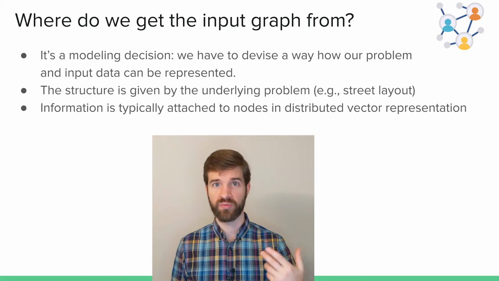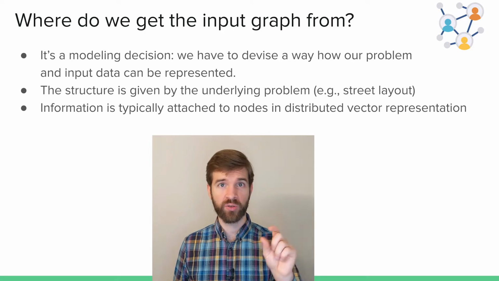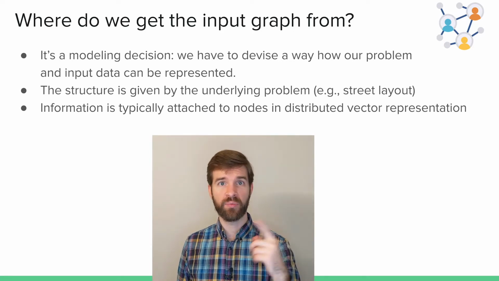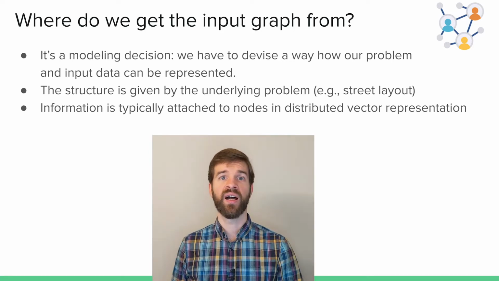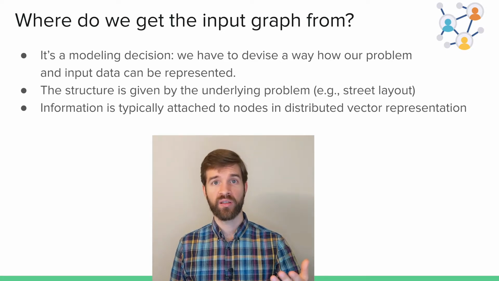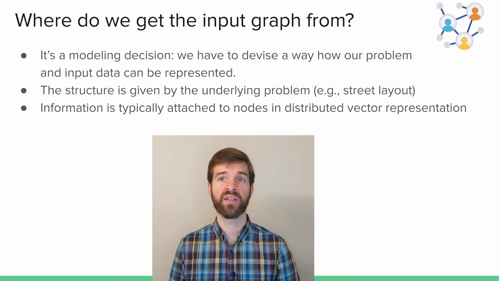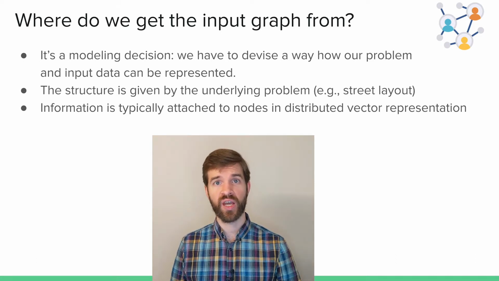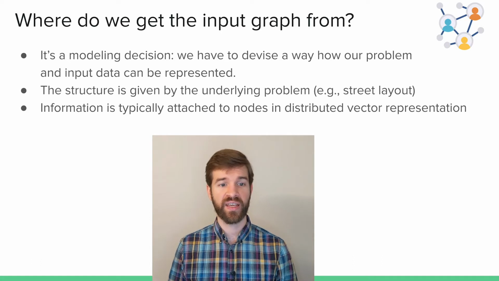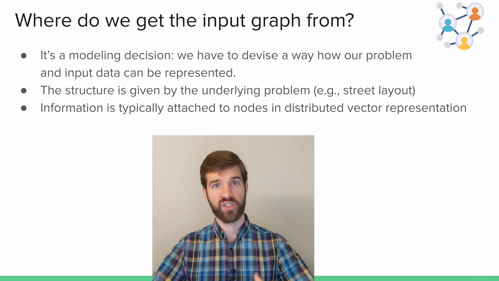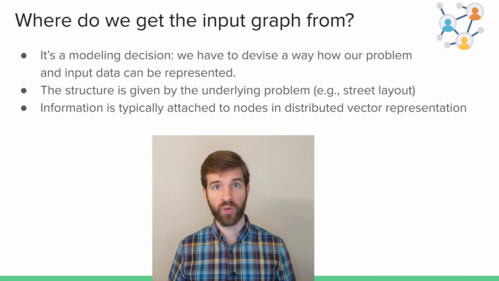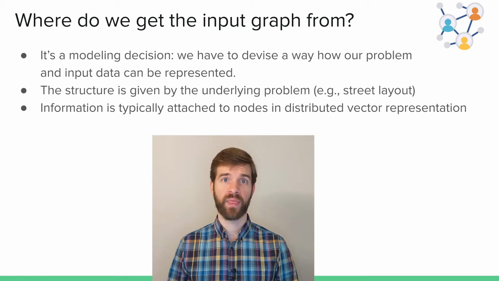Coming back to these chemical compounds, you have molecules being the nodes, and the bonds between them would be the edges with certain properties, or a street layout. If you say the intersections are nodes and the roads are edges. In this case, we would also have the structure naturally evolving from how we form our input data.